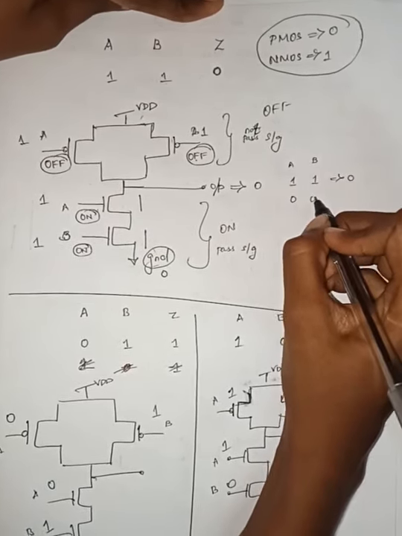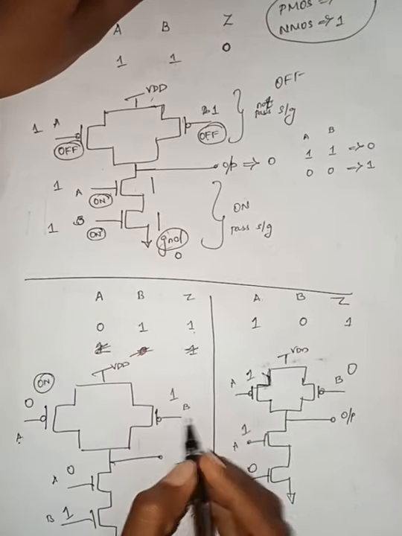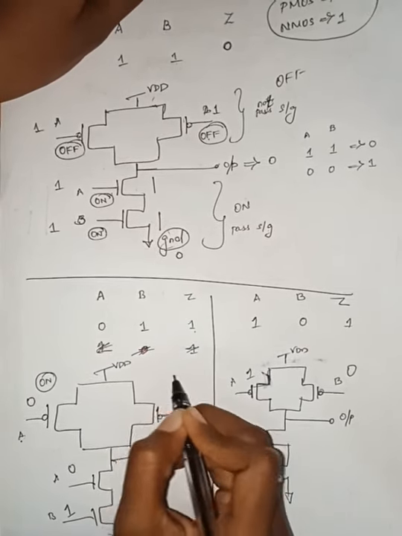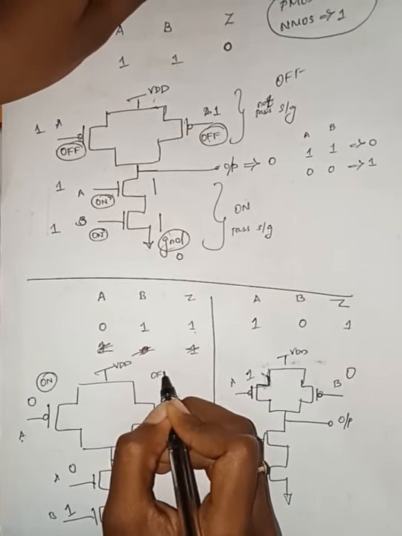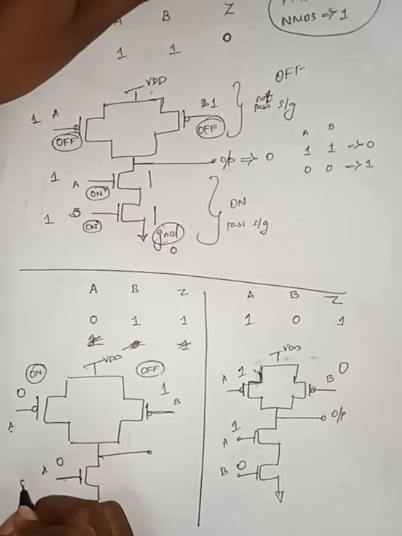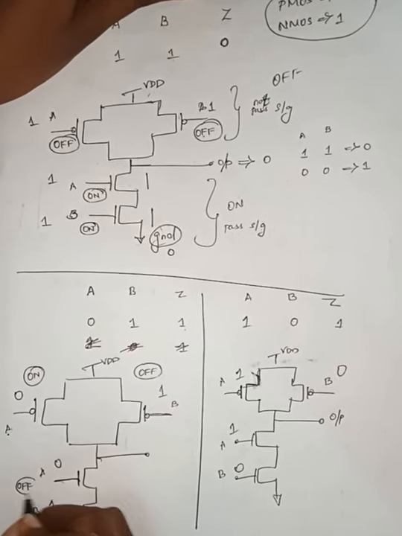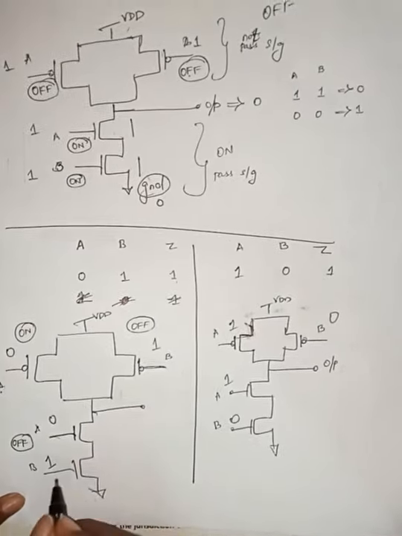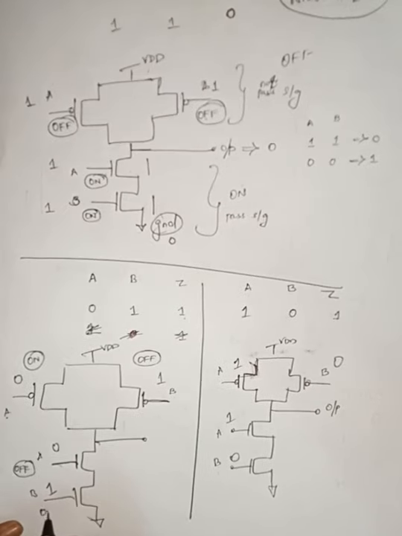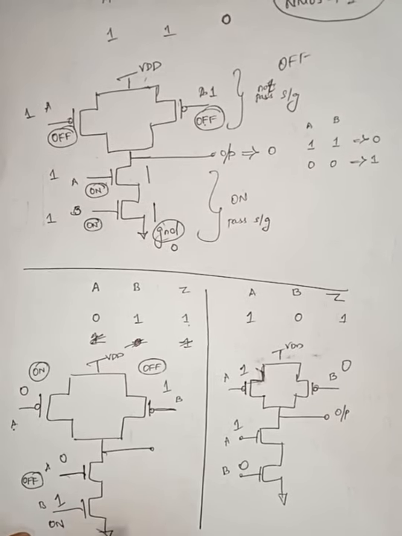Similarly, when the input is 0, 1, we get output as 1. So when input A is 0, PMOS gets on, and when input B is 1, PMOS gets off. Here for NMOS, when the input A is 0, it gets off, and B is 1, so this transistor gets on.